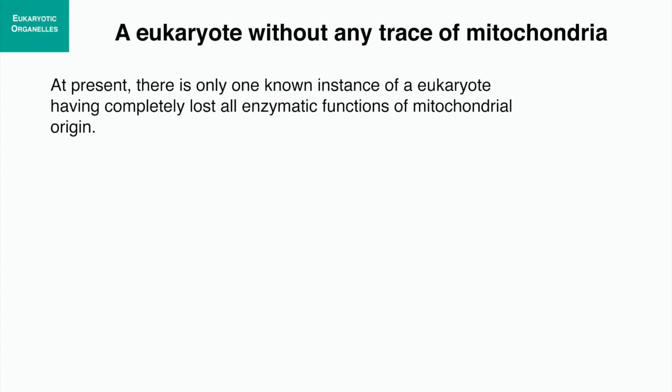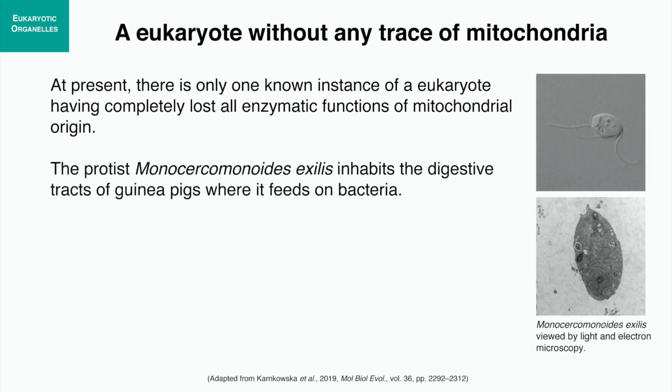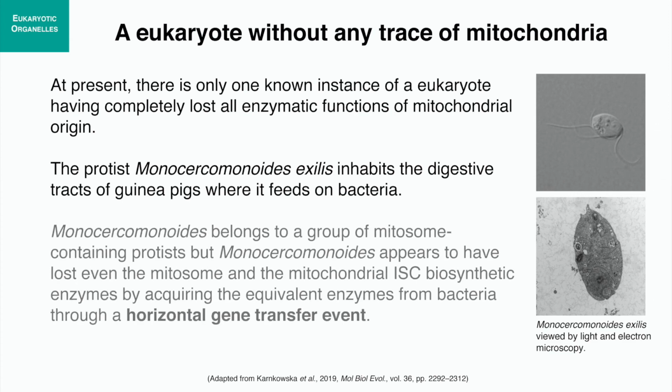At present, there is only one known instance of a eukaryote having completely lost all enzymatic functions of mitochondrial origin. The protist Monocercomonoides exilis inhabits the digestive tracts of guinea pigs where it feeds on bacteria. Monocercomonoides belongs to a group of mitosome-containing protists, but Monocercomonoides appears to have lost even the mitosome and the mitochondrial iron-sulfur cluster biosynthetic enzymes by acquiring the equivalent enzymes from bacteria through a horizontal gene transfer event.